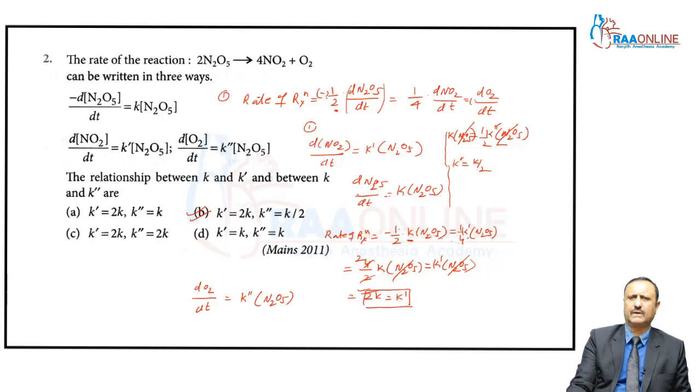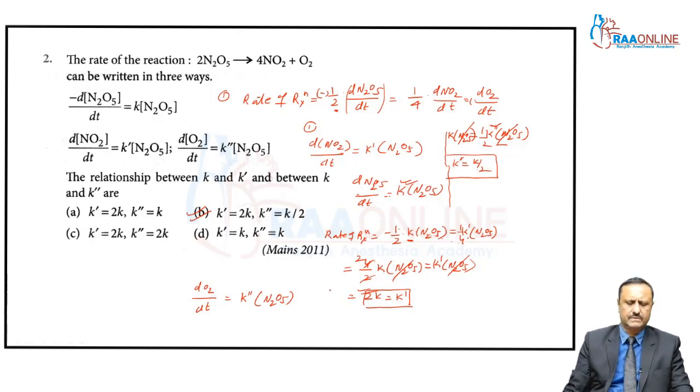Now my dear students, here you can see the K double dash and K relationship. In this type of relationship you want K and K double dash. So when you put the values you get the second option, that is K double dash is equal to K by 2. Here this is K double dash [N2O5] in the place of d[O2]/dt, because d[O2]/dt is equal to 1/2 d[N2O5]/dt. So when you put that, you get K upon 2.